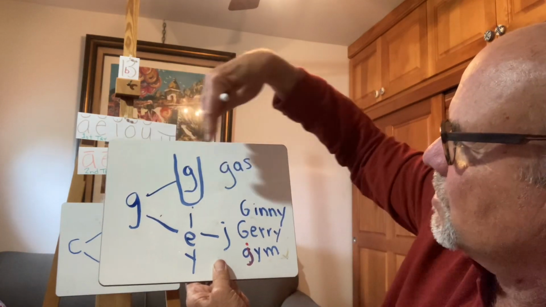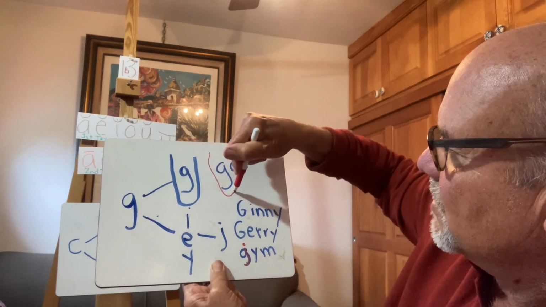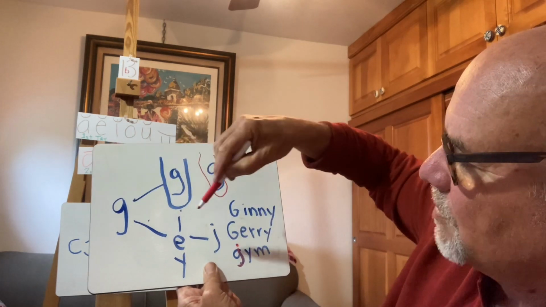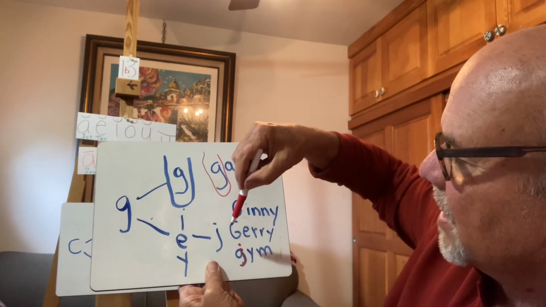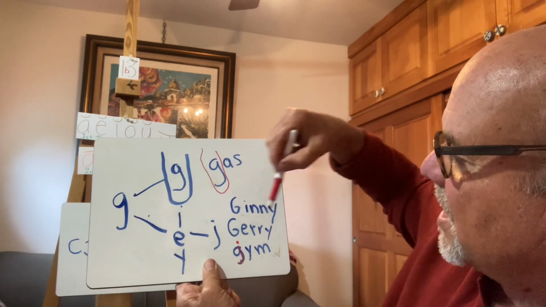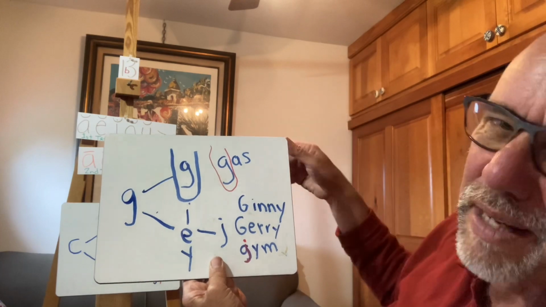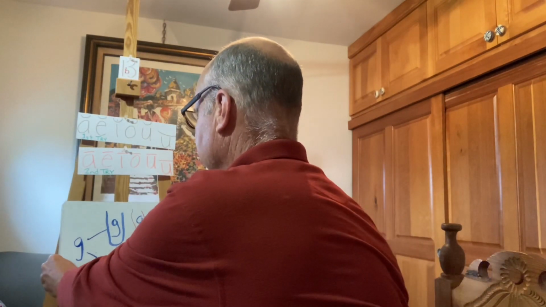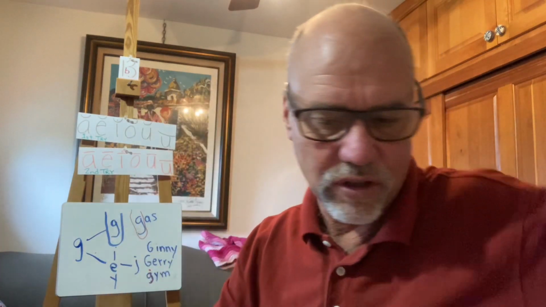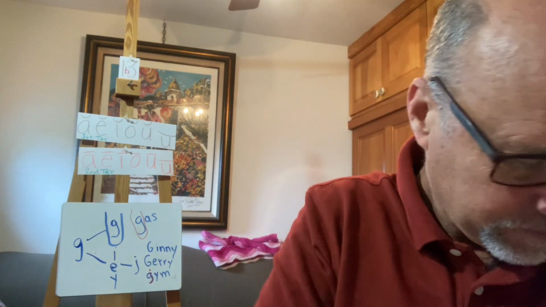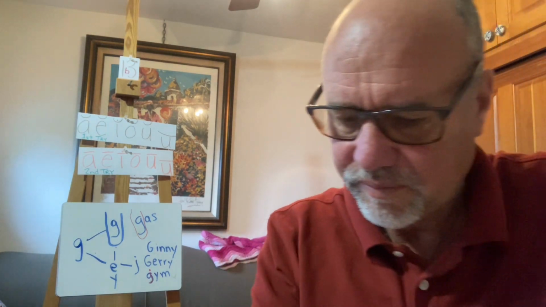Let's review. G uses gas, its own sound. G followed by I, E, or Y steals J, as in Jenny, Jerry, and Jim. Sometimes it'll keep its own sound. So let's put this up right here. You can stop the video and create your poster for the G, and then post it in your learning space.